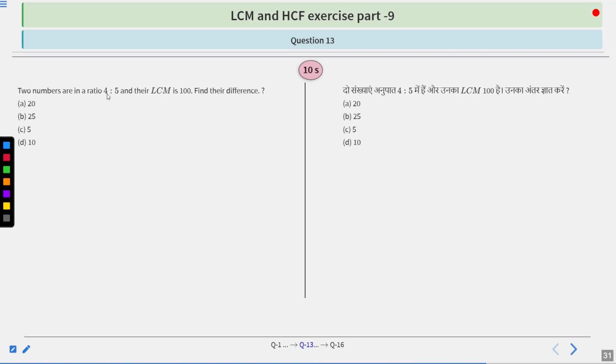Two numbers are in ratio 4:5 and their LCM is 100. Find their difference. Option A 20, option B 25, option C 5, and option D 10. These are the options.